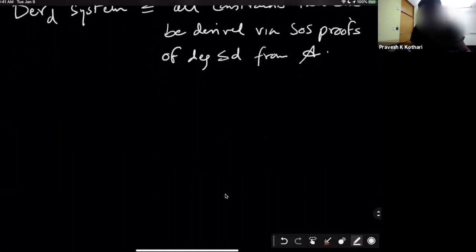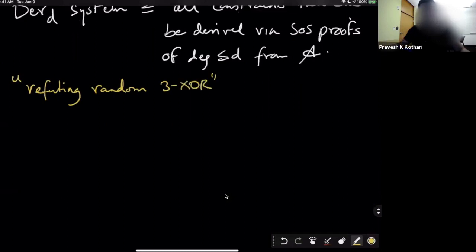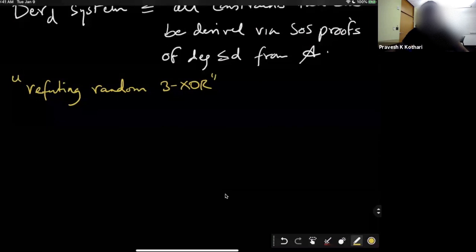The problem that we just studied in fact has a good name. It is called refuting random 3 XOR. And in fact, we just proved that sum of squares of degree some omega n cannot actually refute random 3 XOR constraints. In particular, it cannot prove that there is no solution that satisfies all the constraints. That's what we just established.